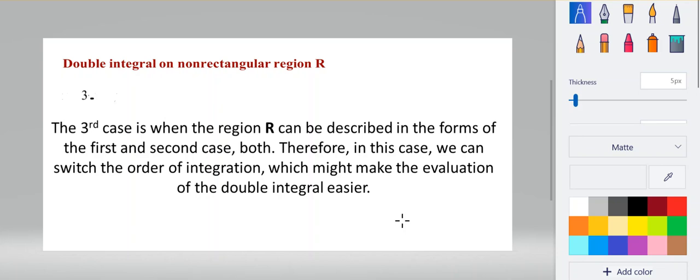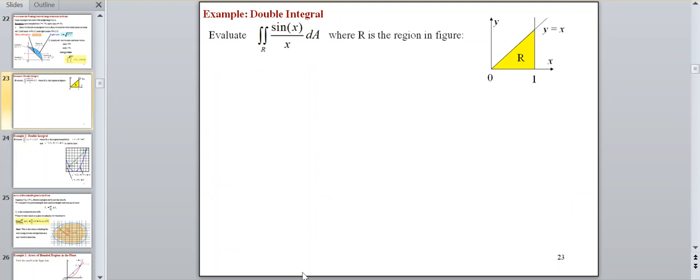And remember, sometimes some double integral in the given order might be very difficult or even impossible to solve, but when we switch the order of integration, then the evaluation of the double integral might get easier or possible. Regarding this, look at this example of page 23, which is very interesting example. You want to calculate the double integral of this function. It means f of xy equals sine x over x on region R.